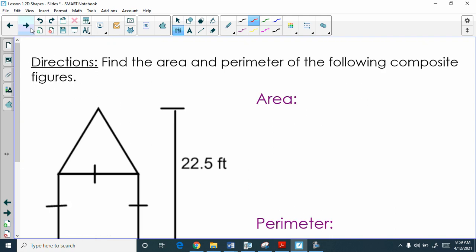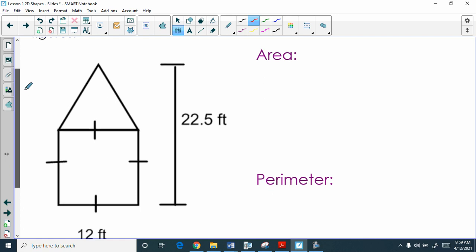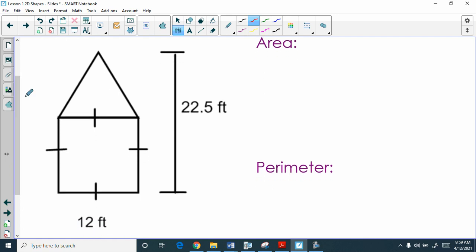Now let's talk about what happens when we add shapes together. So when we have 2 shapes combined together, these are called composite figures. So here we've got a composite figure. The first step should always be to identify the shapes needed to create the composite figure. So we've got a triangle here, which is going to be 1. And then I've got a square at the bottom, which is going to be 2. And I know it's a square because they've told me all the sides are equal.